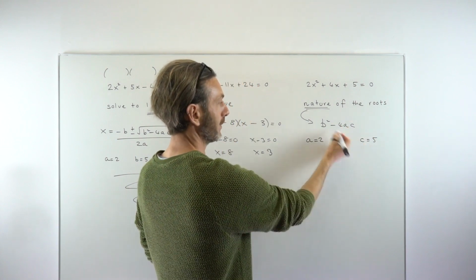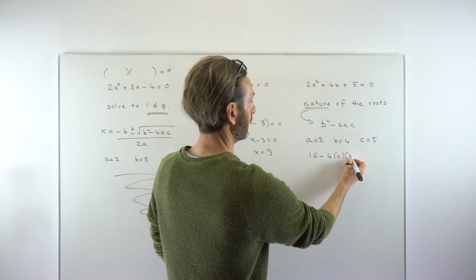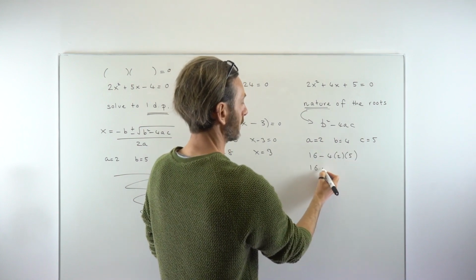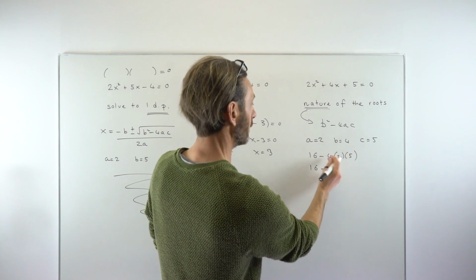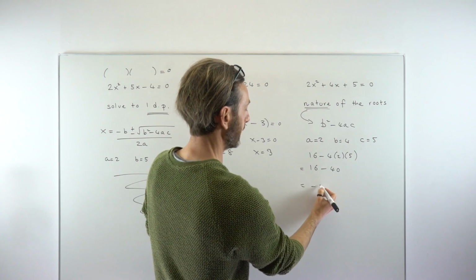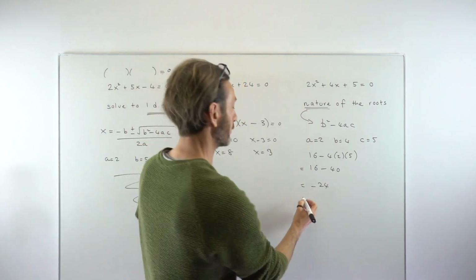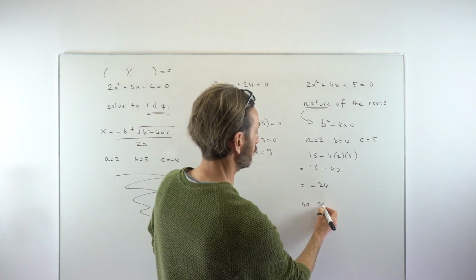Plug those into the formula. 4 squared is 16 minus 4 times a times c, which is 5. So that's 16 minus, what do we have there? 4 times 2 is 8, times 5 is 40. So that's going to come out to be minus 24. Because it's come out to be negative, that would be no real roots. So the solution there would just be no real roots.